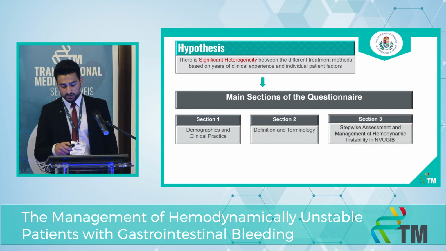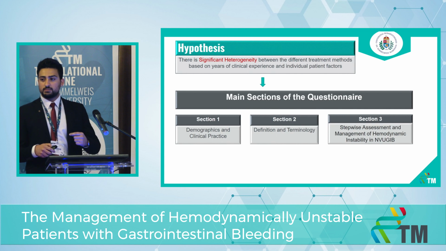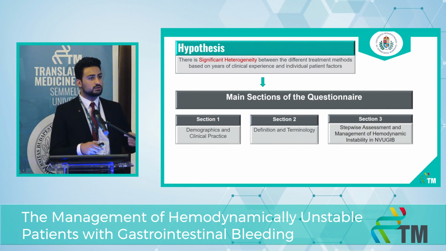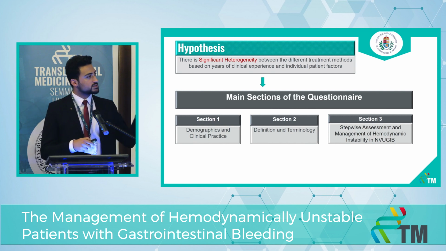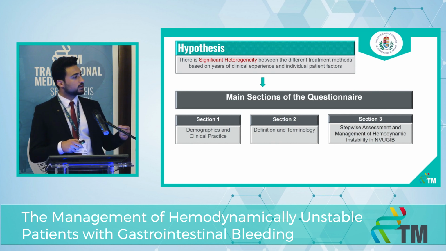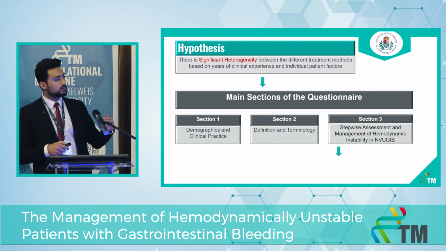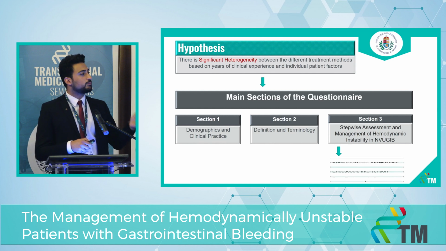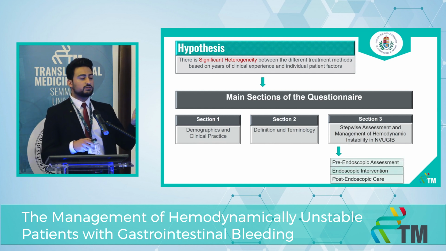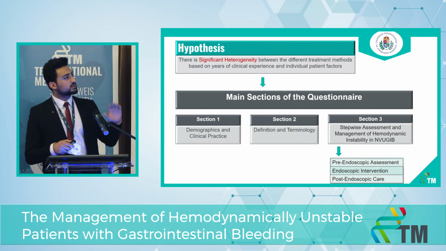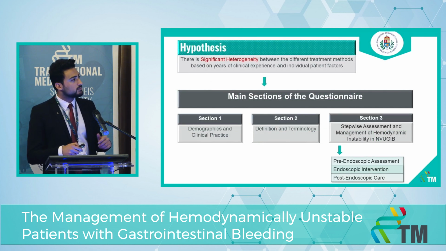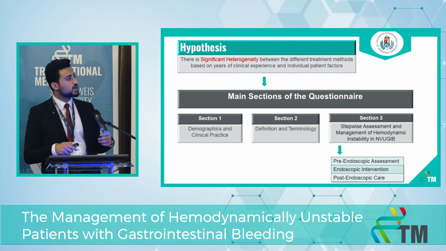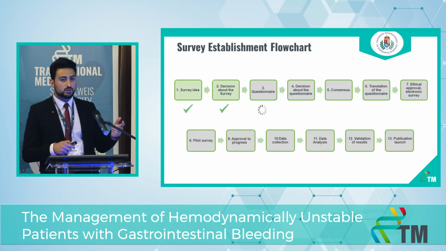And the third section, which is the most important here, is about the stepwise assessment and management of non-variceal upper GI bleeders who develop hemodynamic instability. This section is going to be subdivided into 3 main subgroups: the pre-endoscopic assessment, endoscopic intervention, and post-endoscopic care. We have a couple of questions for each group, but I don't have enough time to present the questions today. Hopefully next time, when we are in the phase of discussing the answers to some questions.